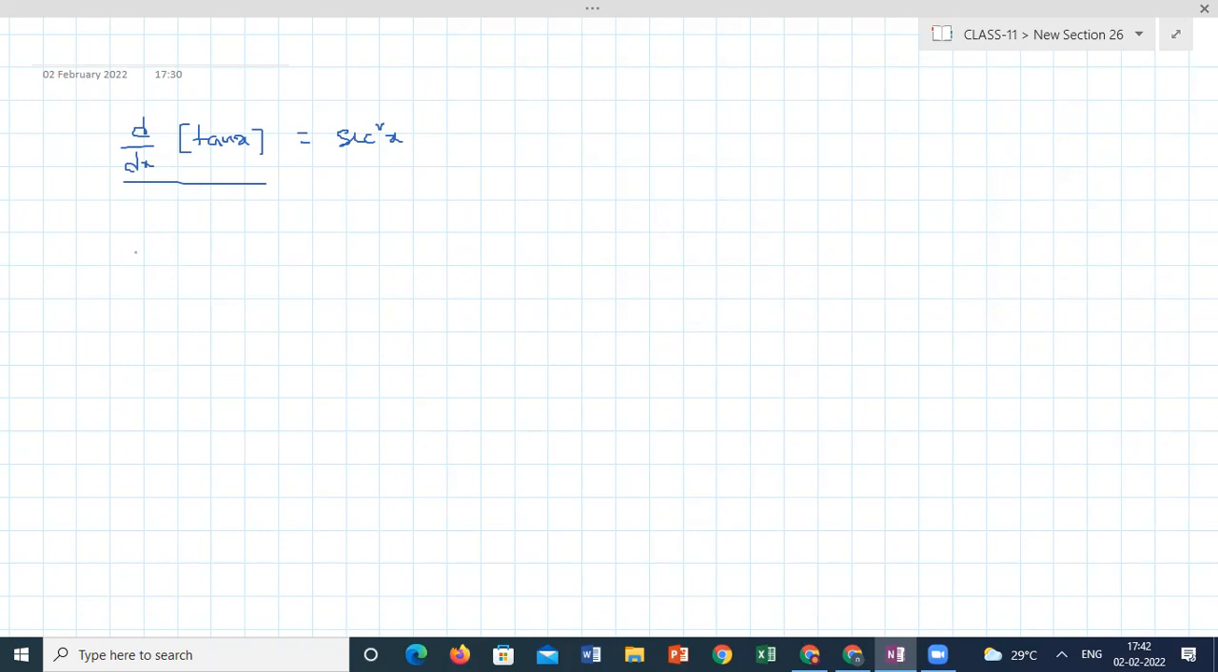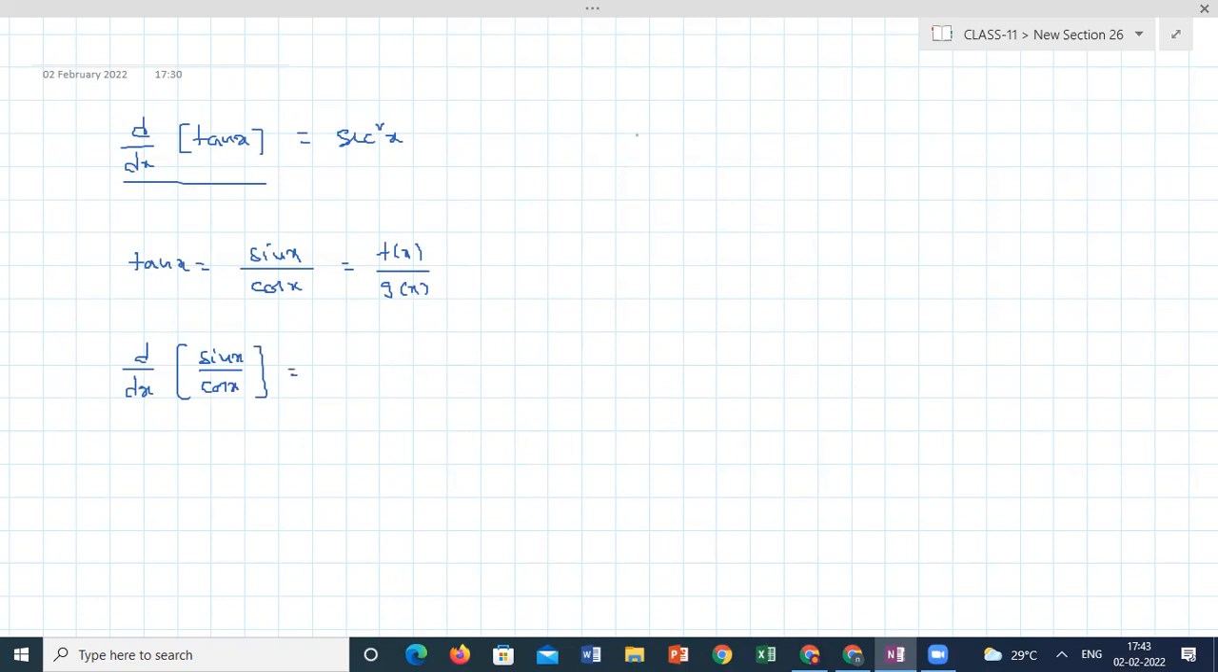Simple. Tan x can be written as the ratio of sin x by cos x. From trigonometry, it is very clear. Now, the numerator is one trigonometric function and the denominator is another. So d by dx of tan x can be written as d by dx of sin x by cos x. Let's see whether we get secant square x if I use that principle.